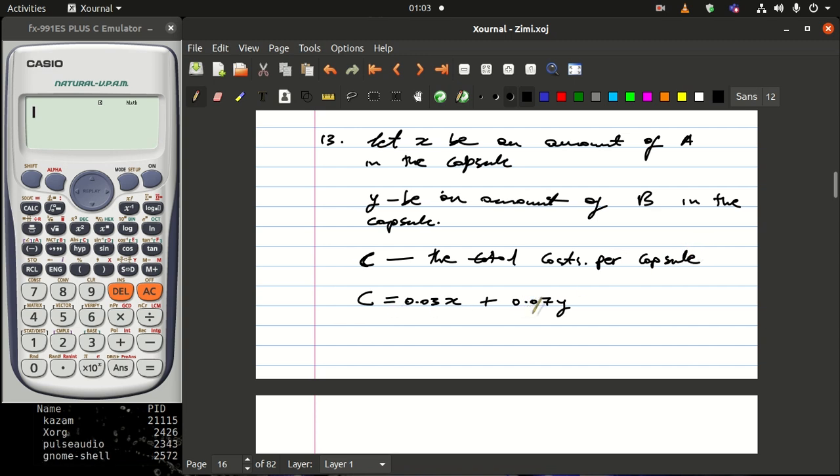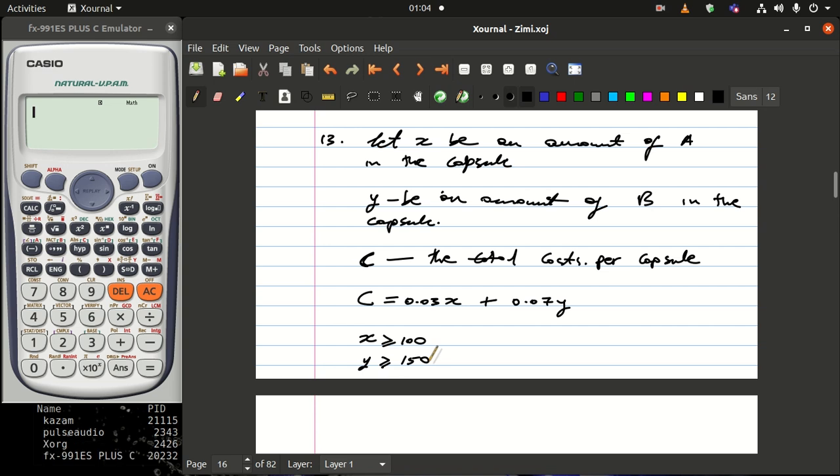The second statement is, to be effective, the capsule must contain at least 100 mg of A. So what this is saying is we want our X to be bigger or equal to 100, since at least means bigger or equal, and at least 150 mg of B. So we also want our Y to be bigger or equal to 150.